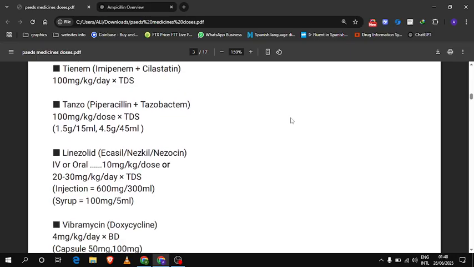The next is piperacillin plus tazobactam. The brand name is Tenzo.